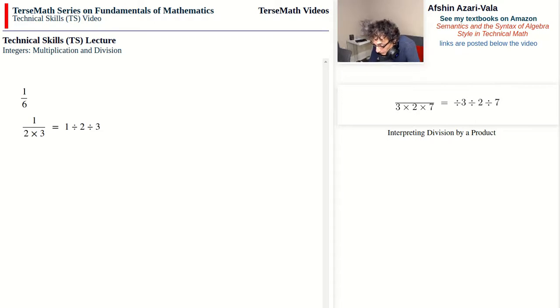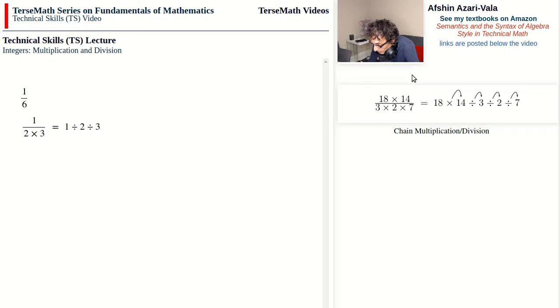Okay, so again, dividing into 6 parts, or 2 times 3 parts, is the same as 1 pie divided into 2 parts, and then you take that half and divide it into 3 parts. Now, this is the interpretation of division by a product. We can also talk about when we have numbers on the top.